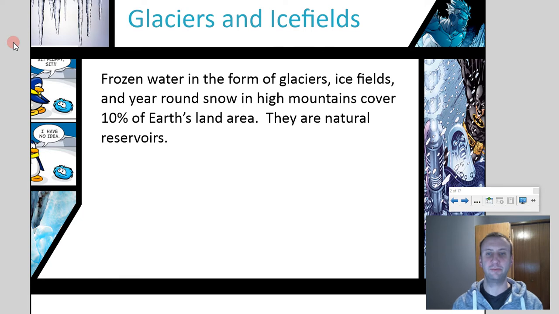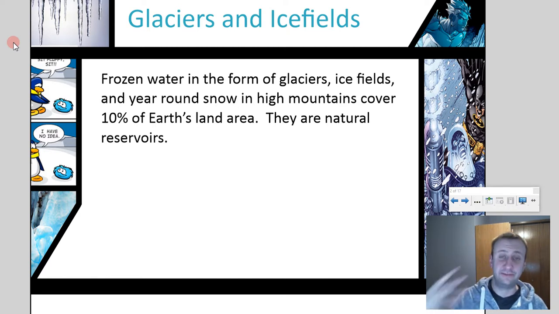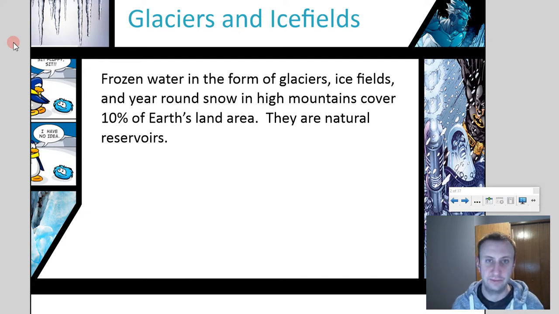Frozen water in the form of glaciers, ice fields, and year-round snow in high mountains covers 10% of Earth's land area. So 10% of Earth is covered up by frozen water, ice or snow. And these are natural reservoirs of water on Earth. So they're essentially holding the water. It's not accessible right away without obviously melting it, right? Accessing it, but it's there.